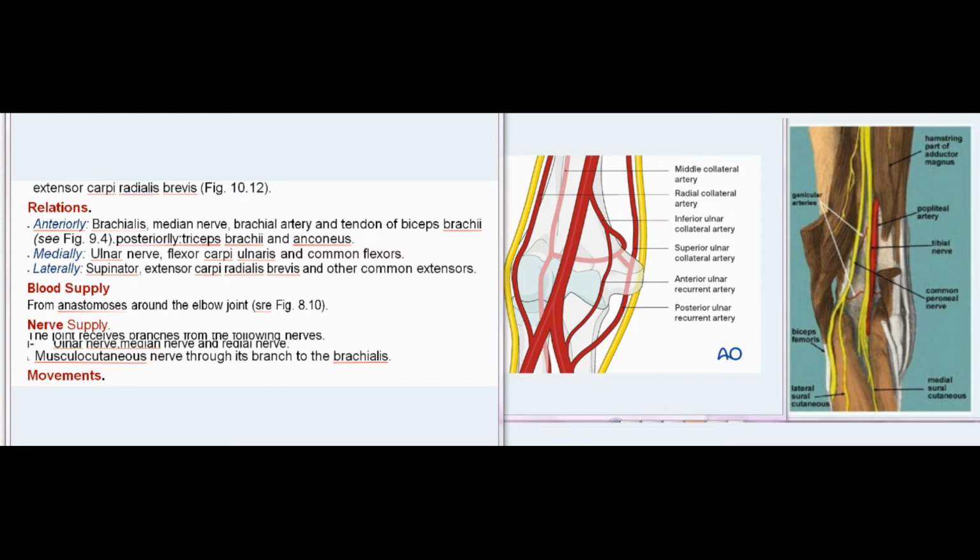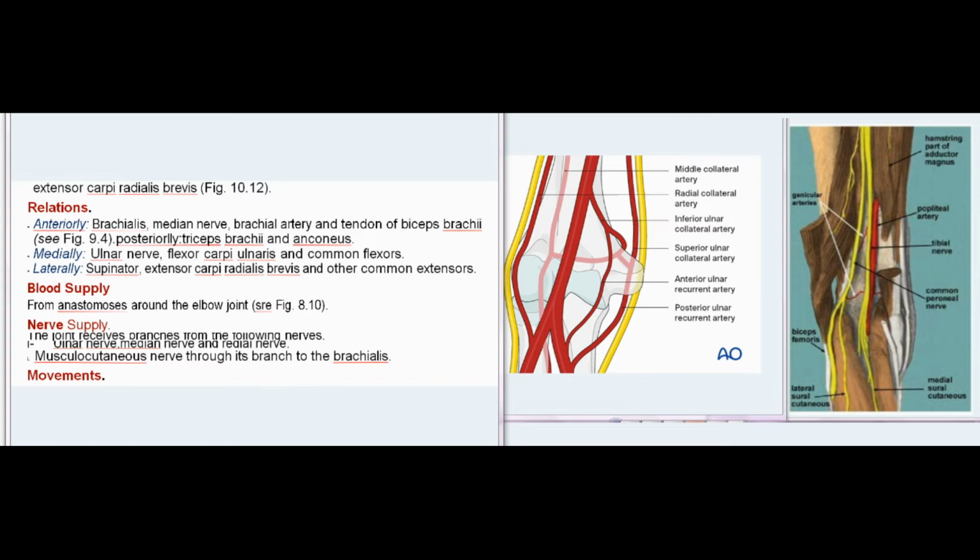Relations. Anteriorly, brachialis, median nerve, brachial artery, and tendon of biceps brachii, see Fig 9.4. Posteriorly, triceps brachii and anconeus. Medially, ulnar nerve, flexor carpi ulnaris and common flexors. Laterally, supinator, extensor carpi radialis brevis and other common extensors. Blood supply is from anastomoses around the elbow joint, SRE Fig 8.10.